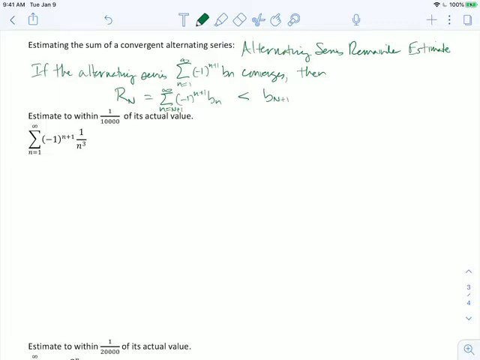And so our steps are going to be to identify b sub n plus 1, set it less than the amount of error that we're willing to accept in our estimate, and then solve either through some algebraic means or even occasionally with some trial and error.